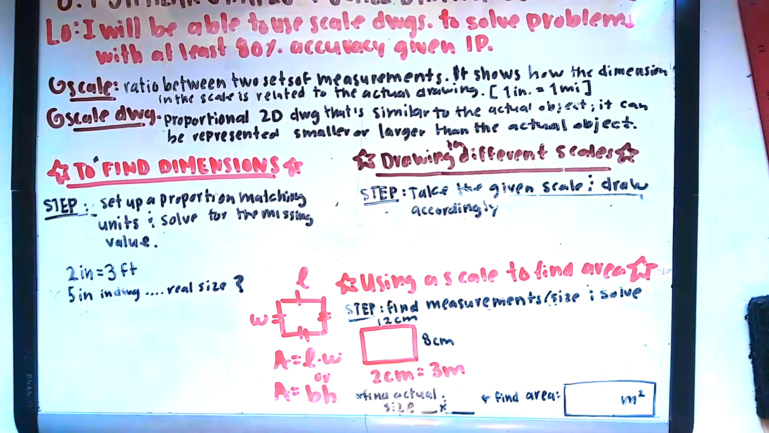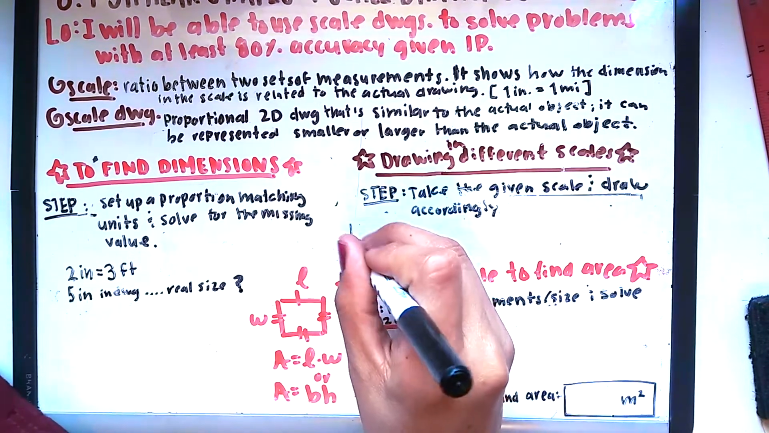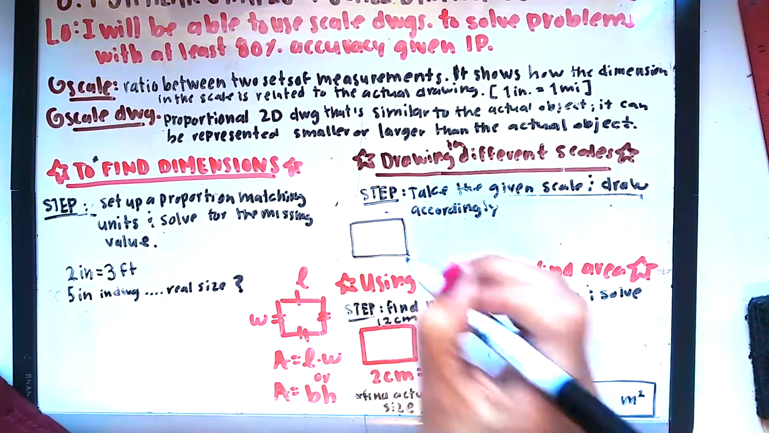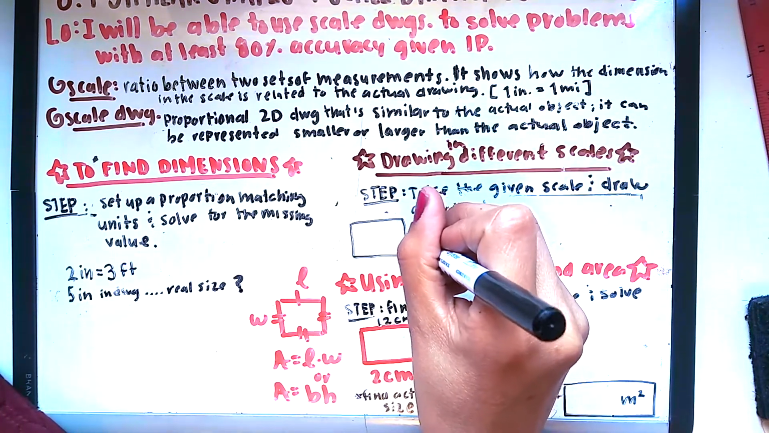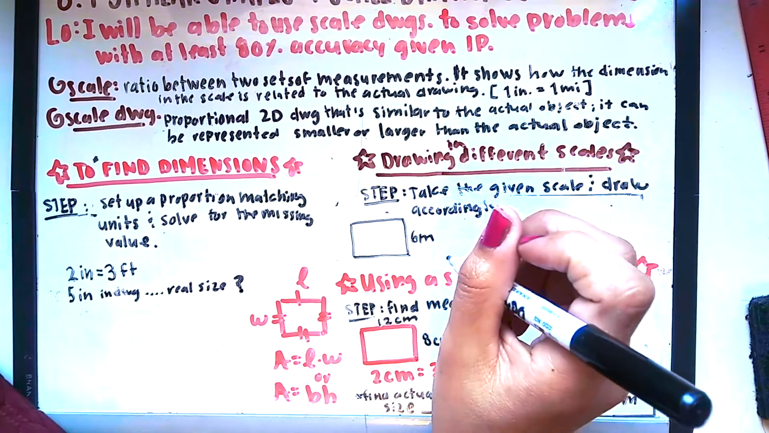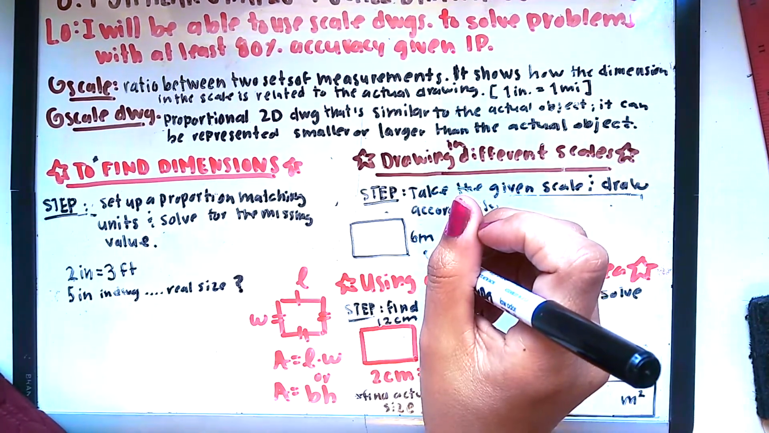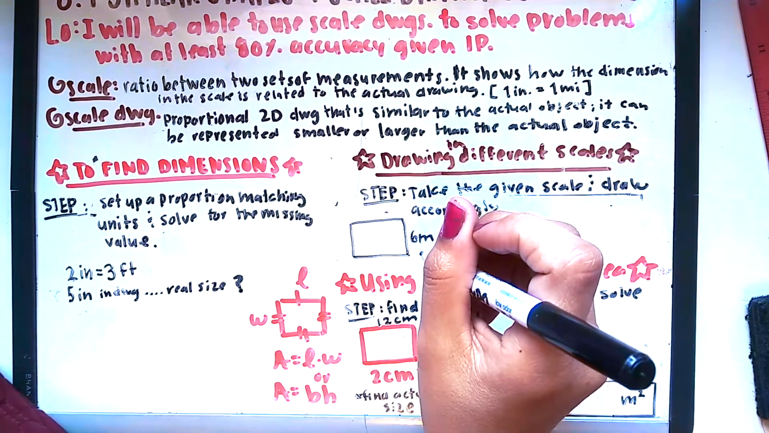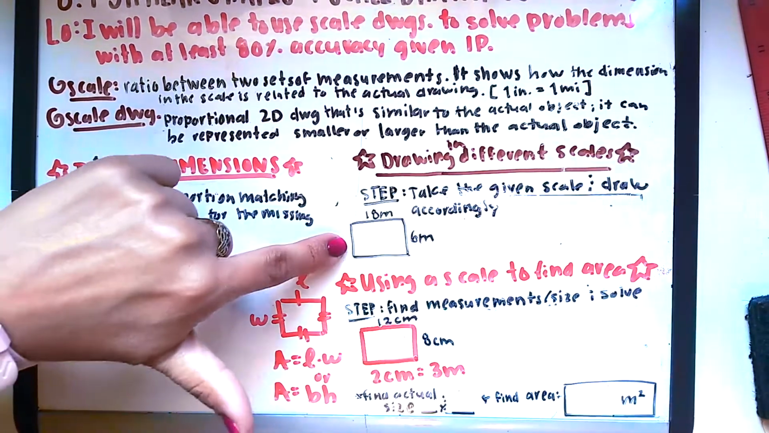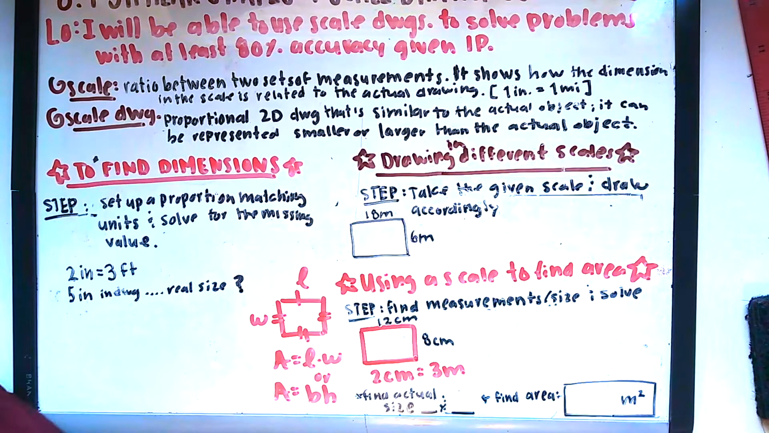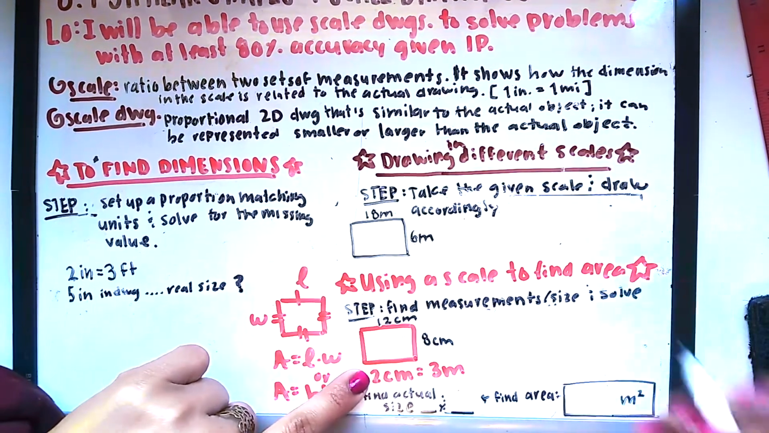So we're going to take the given scale and draw accordingly. So I'm going to use the same scale, but I'm going to go backwards now. I'm going to say that there's a room that is, let's say, 6 meters wide by 18 meters long. Okay. So we want to figure out how big I have to draw that. So then I'm going to use the same proportion.